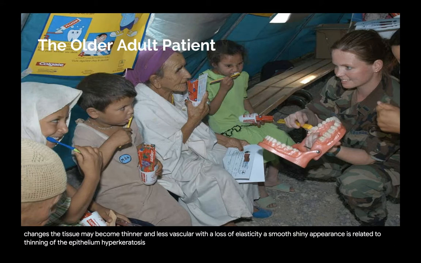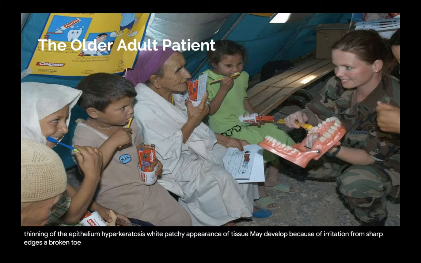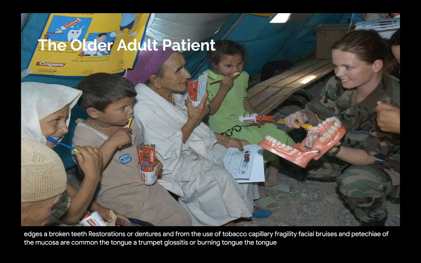Hyperkeratosis, a white, patchy appearance of tissue, may develop because of irritation from sharp edges of broken teeth, restorations, or dentures, and from the use of tobacco. Capillary fragility, facial bruises and petechiae of the mucosa are common. The tongue: atrophic glossitis or burning tongue. The tongue appears smooth, shiny, bald, and with atrophied papillae.